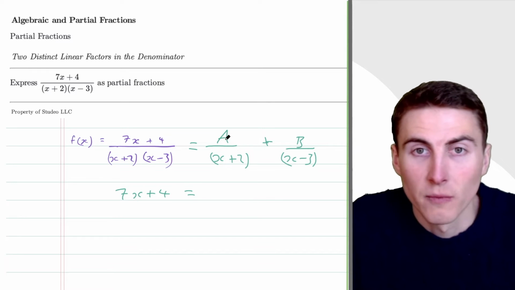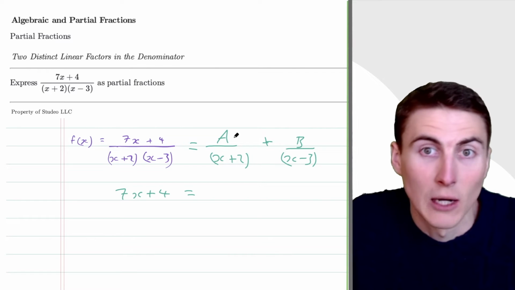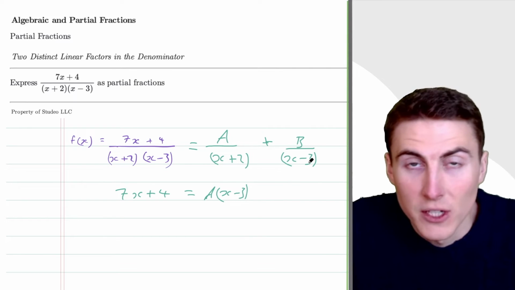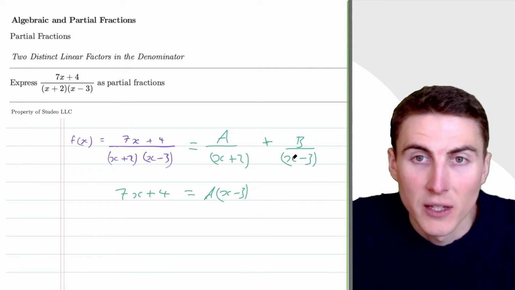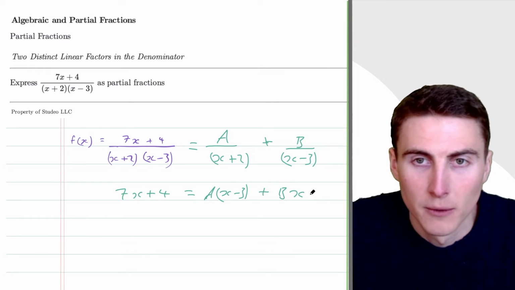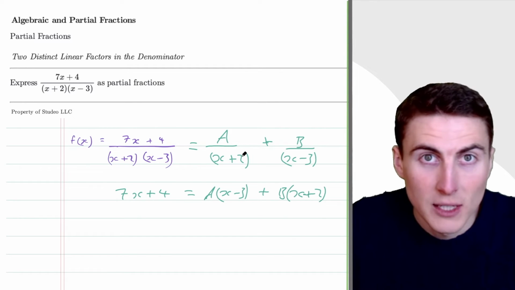Whereas over here, if you multiply this term by x plus 2, this would cancel out, and if you multiply it by x minus 3, that would come to the top. So we'd have A times x minus 3. And then for this term here, if you multiply this by x minus 3, this would cancel out. But when you multiply it by the x plus 2, it would be multiplied by the B. So we end up with that. Okay, so that's always the first step to write out.